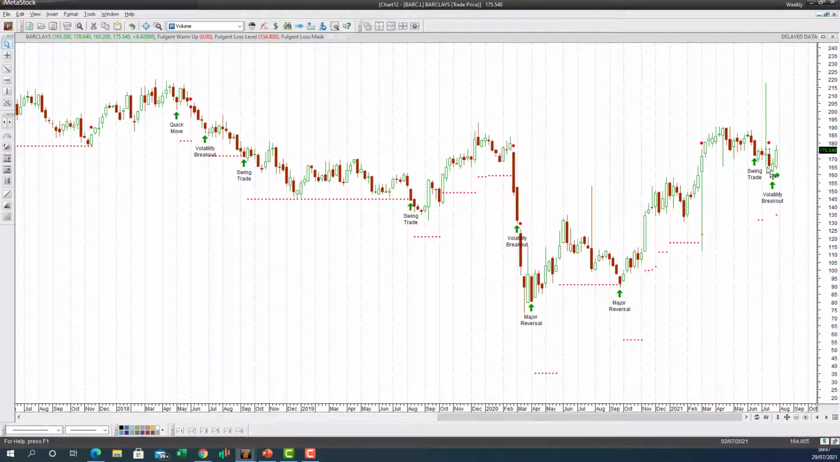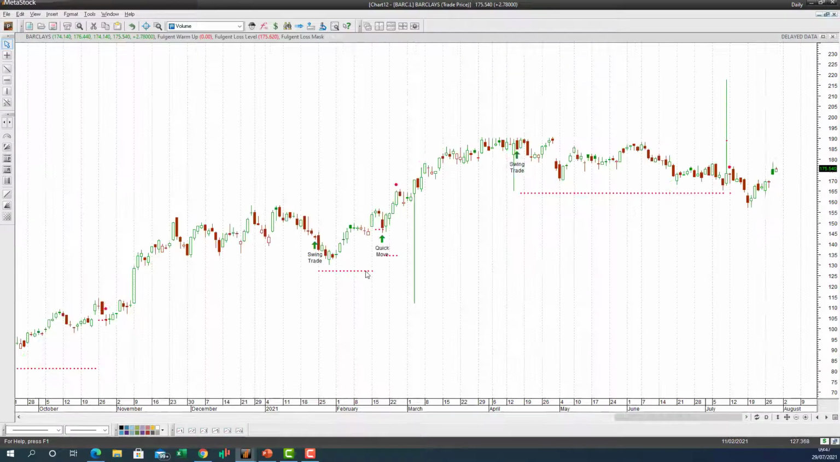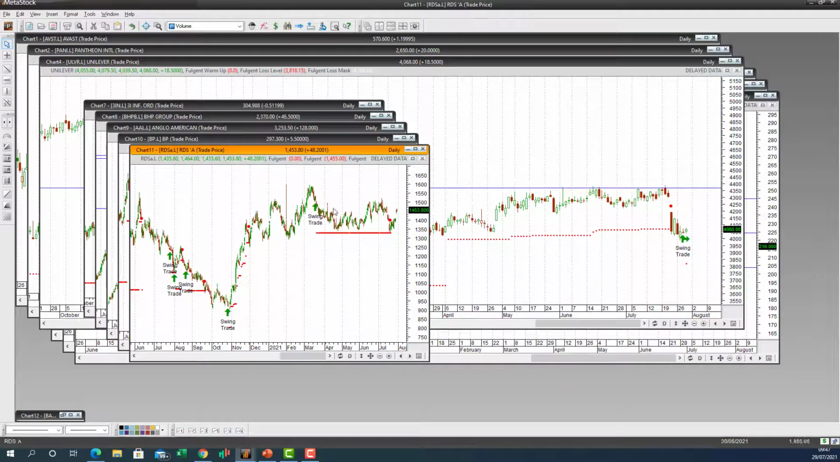Interesting to see, volatility breakout on a weekly chart, and look where the stop loss is, 135, and it's in a volatility breakout on a weekly basis. So keep an eye on that one. We don't have a volatility breakout on the daily, but on an end of day weekly, we've got a volatility breakout on Barclays.